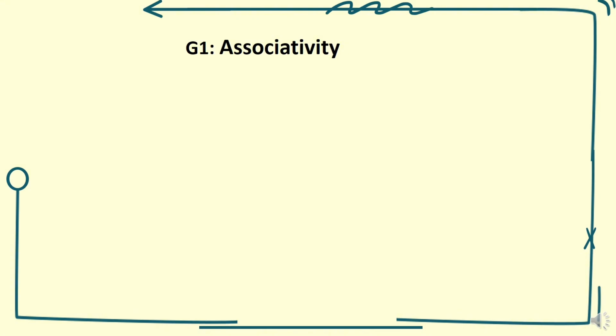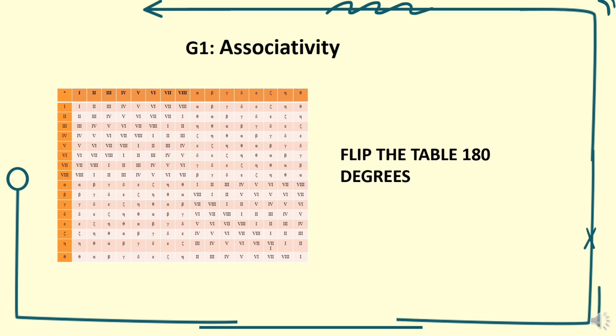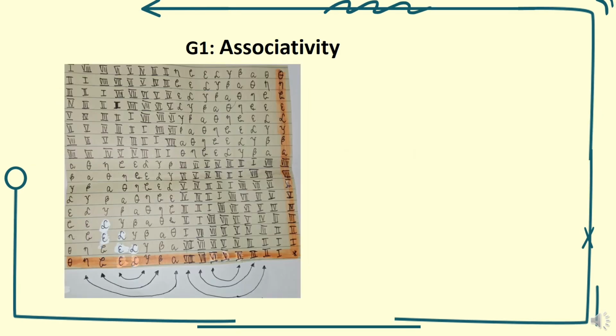So, associativity. G1 associativity. We need to flip this table 180 degrees, then get the outcome of that. The first step in associativity is to flip this table 180 degrees. This is the outcome of the table when we flip it 180 degrees. After flipping, we need to arrange it in order. As you can see, they are not in order.